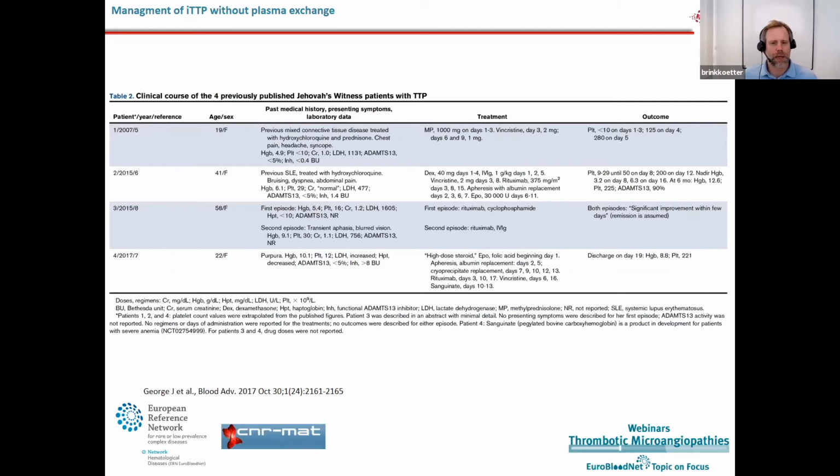Similar cases had been published in the years before, describing patients between 19 and 56 years of age, all women. The treatment regimens were heterogeneous. Most of the patients received glucocorticoids, but the immunosuppression varied. Some used vincristine, others rituximab, some used apheresis, others didn't. But all in all, patients recovered, and a favorable outcome was reported.